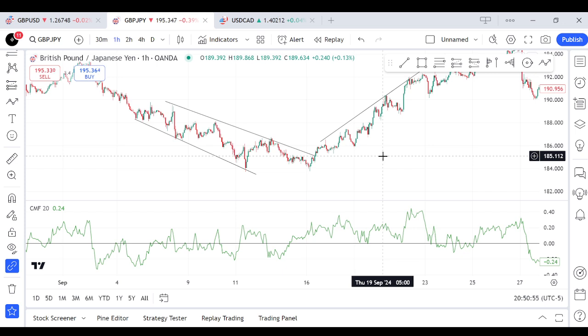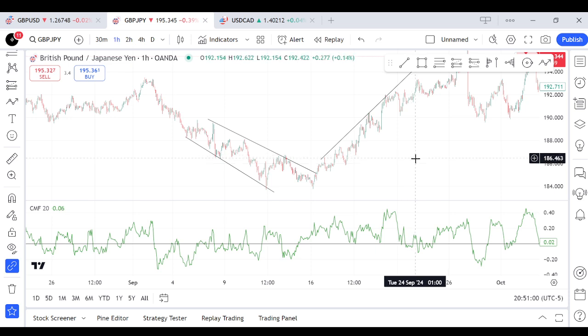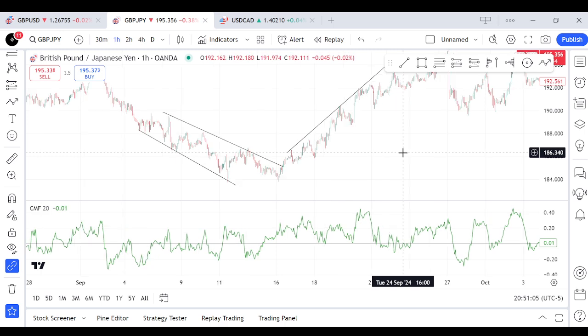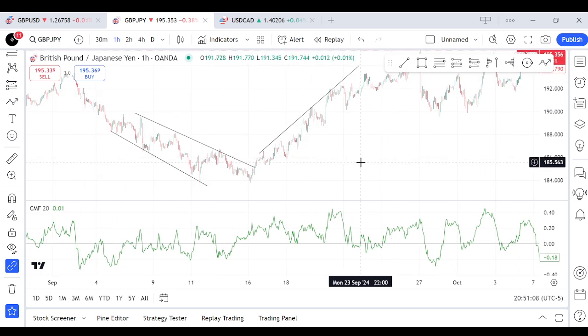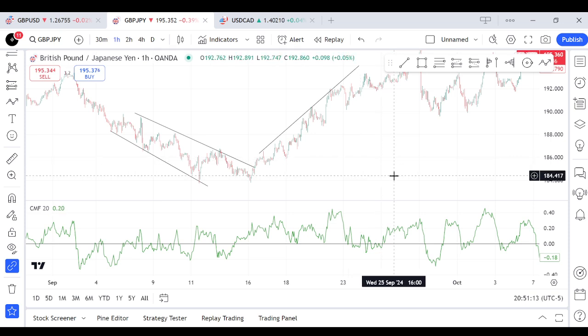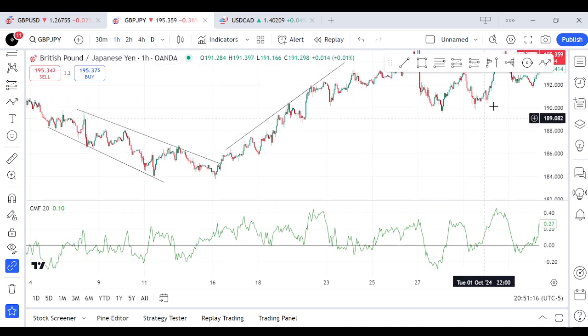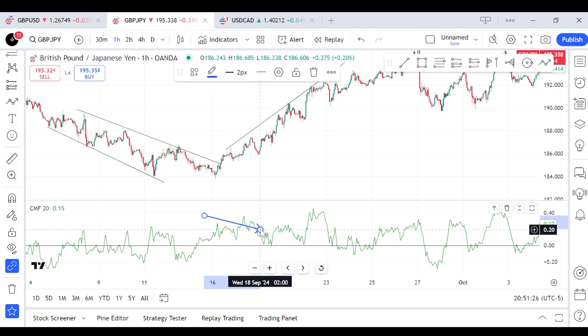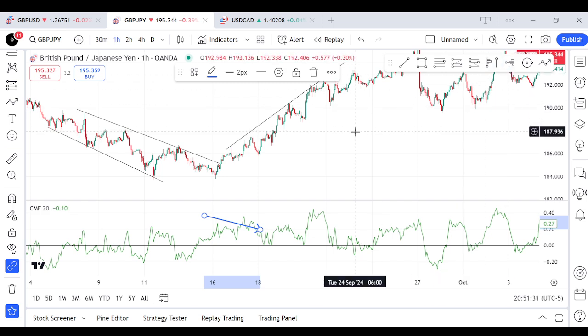So the first is identifying trend direction. We've already discussed that. One of the primary uses of the CMF is to confirm the direction of the market trend. A positive CMF value suggests an uptrend, while a negative value points to a downtrend. So when the CMF remains consistently, keyword consistently, above zero, it indicates that buying pressure is strong and the market is likely in an uptrend, as we can see right here.